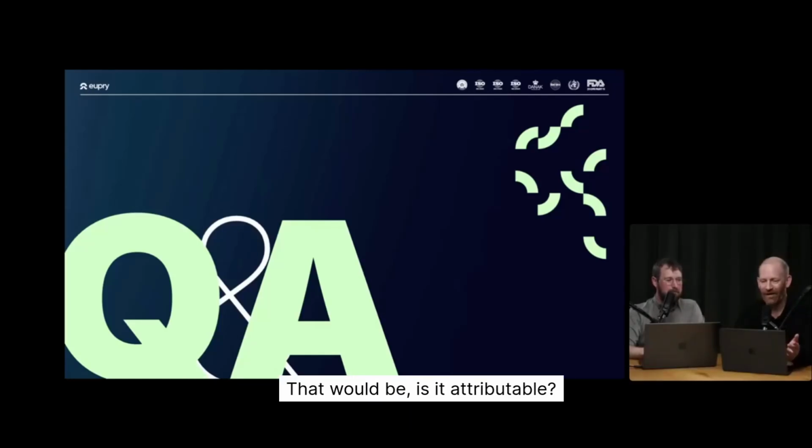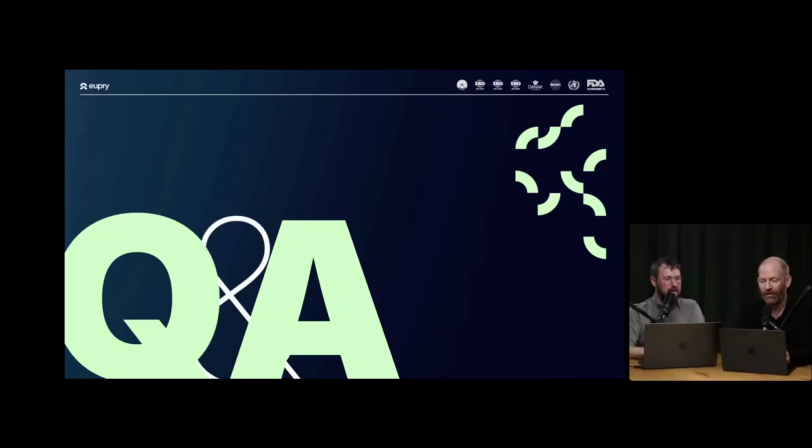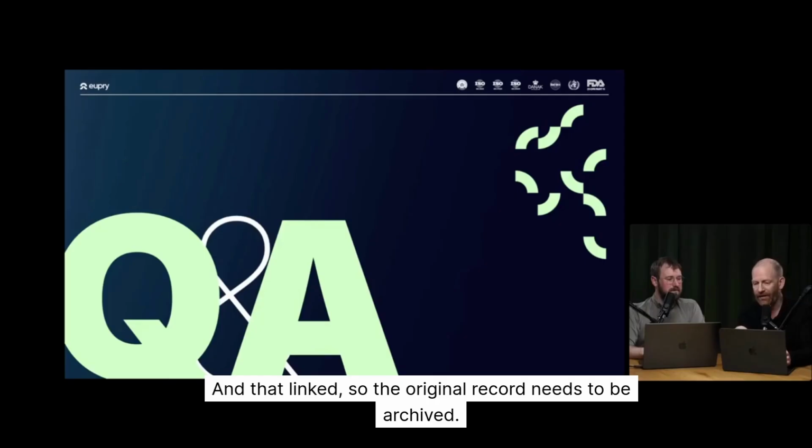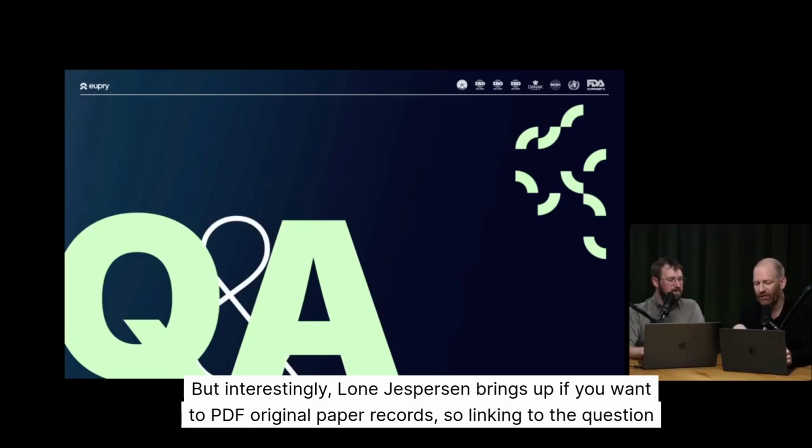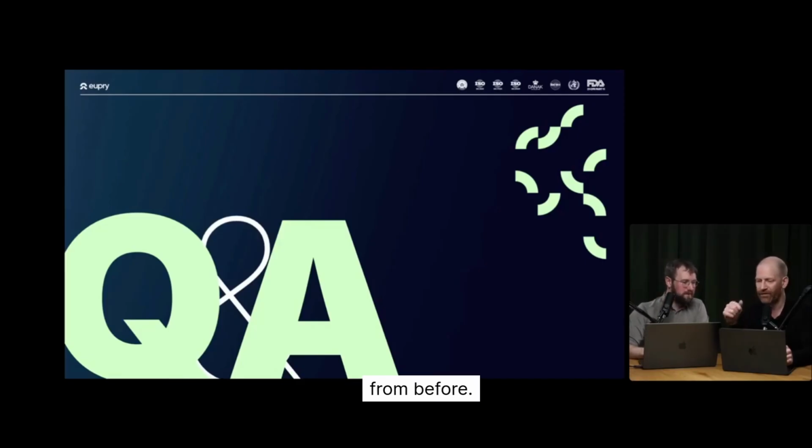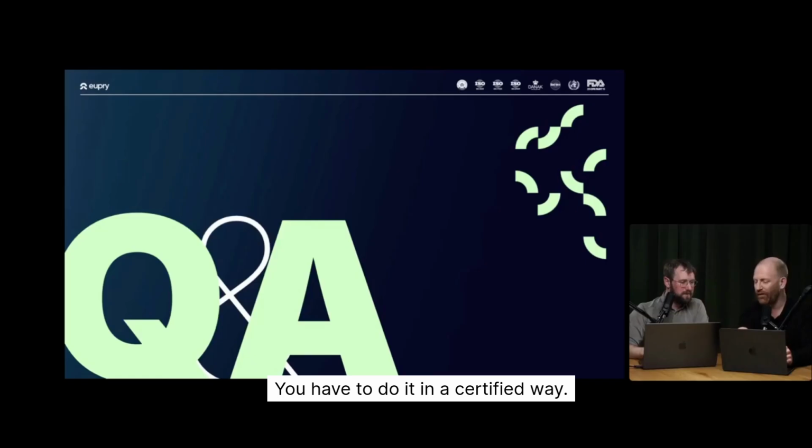That would be, is it attributable? Is it legible? Is it contemporaneous? Is it original and accurate? ALCOA, right? And that linked, so the original record needs to be archived. But interestingly, Lone Jespersen brings up, if you want to PDF original paper records, so linking to the question from before, you have to do it in a certified way.